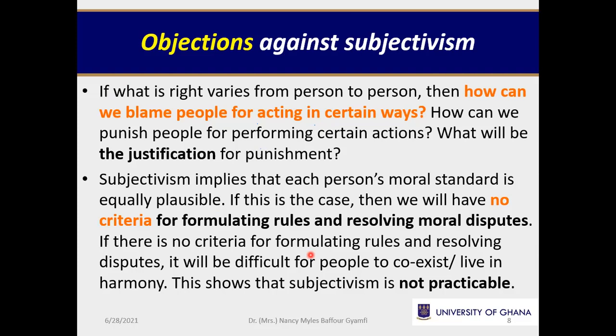If you endorse subjectivism, then what I approve of becomes right. If you disapprove of it, that's your own cup of tea. But it is right for me, so it is right. Is that how we live in society? We think that is inconsistent with what we mean by ethics or ethical, the right and the wrong. So we cannot subscribe to that. Okay. How can we blame people for acting in certain ways? We won't be able to. How can we punish people for performing certain actions? What will be the justification for punishment, morally speaking?